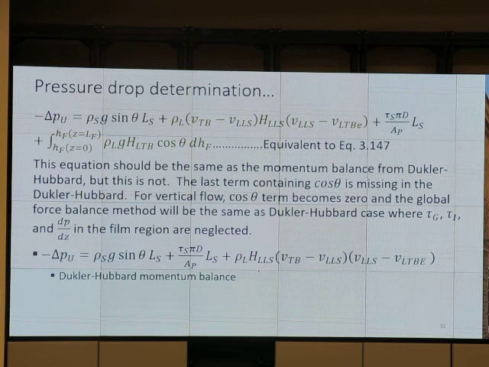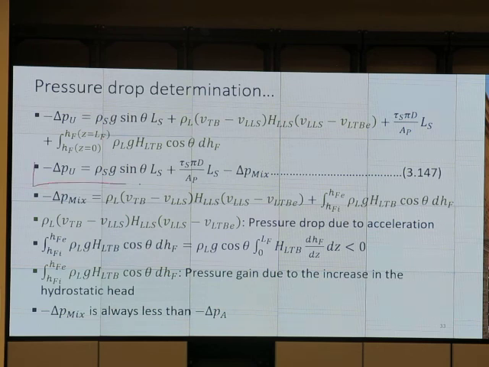Okay, we have this equation. Copy this equation to the next page. This is equivalent to the equation in your book. Check it. 3.147, right? What's 3.147? 3.147 is with delta mix. That one, right? That is the Douglas-Hubbard suggestion.